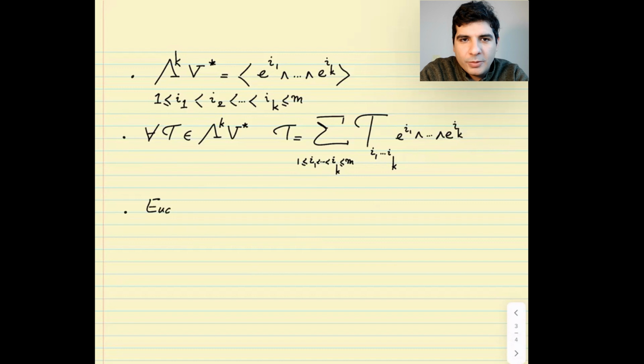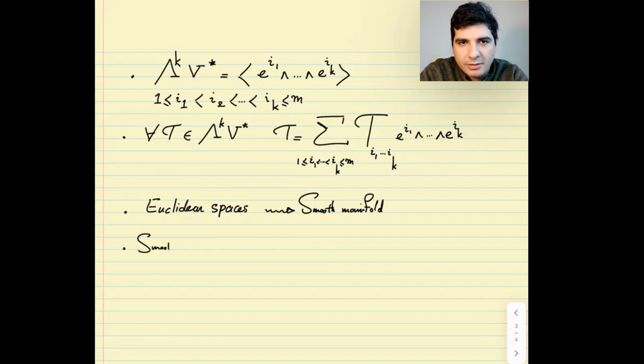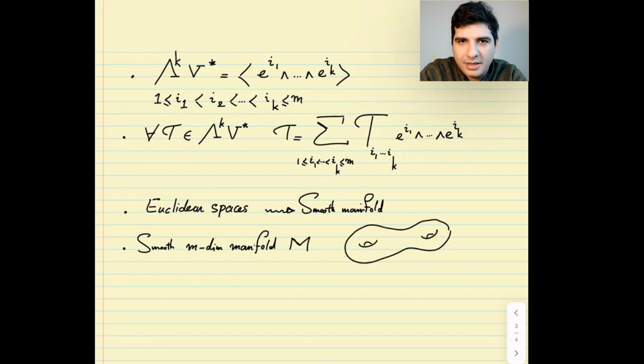Now, we want to extend our discussion from vector spaces, from Euclidean spaces like V and R^n, to smooth manifolds. So we want to replace V by a manifold M. The way to do it is that, let's say we have a smooth m-dimensional manifold, denoted by M. Schematically, let's say this is our manifold, some higher dimensional manifold. It can be of any dimension.